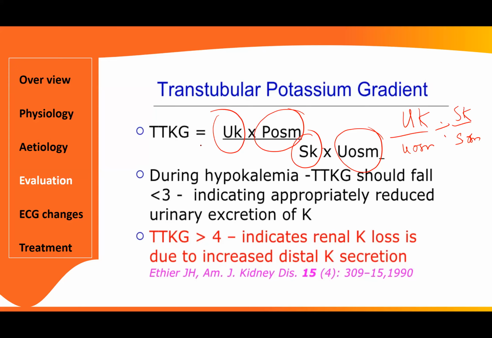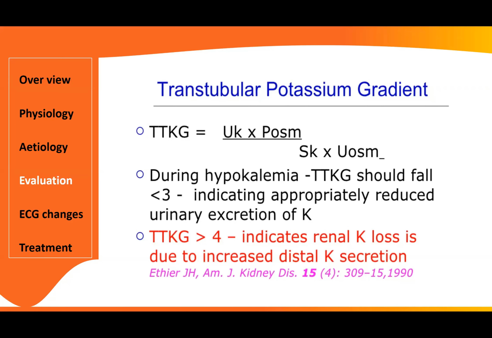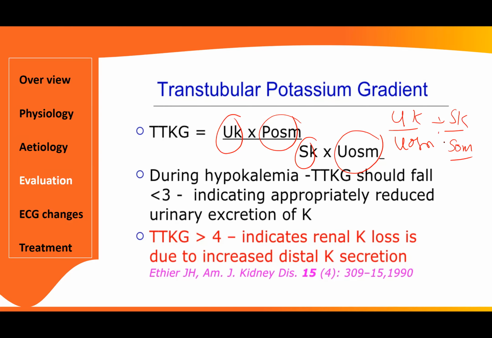Instead of relating to the creatinine, in the transtubular potassium gradient we are relating the urine potassium to plasma osmolality and urine osmolality. So what you do is you measure the urine potassium, the serum potassium, the plasma osmolality and the urine osmolality. Urine potassium by urine osmolality divided by serum potassium by serum osmolality. And if you cross multiply them, this is what you get.